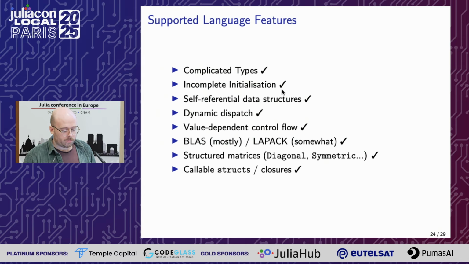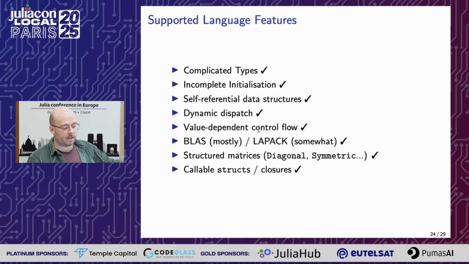And so the list of things that I want to say Mooncake can do, in addition to those two basic things, is that it can handle arbitrarily complicated Julia types, almost. Certainly it can handle incomplete initialization, either as incompletely initialized arguments, or if you encounter some incompletely initialized data as you're differentiating something. It can handle self-referential data structures. So if you've got a data structure with a pointer to some other bit of the data structure, like a doubly linked list or something.